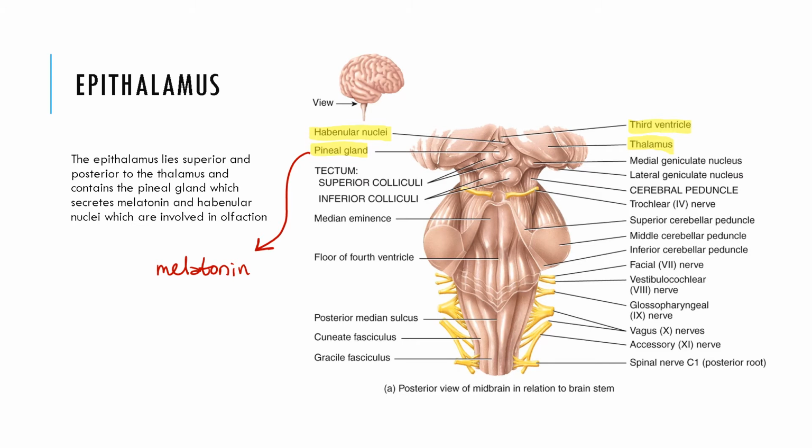Next we have the habenular nuclei. These are involved in olfaction, especially in the emotional responses to odors. So if you remember a certain odor makes you feel a certain way, the habenular nuclei help to connect those emotional responses to certain odors. For example, if you got flowers that smelled a certain way during a happy time in your life, then that emotional response is going to be connected to the smell of those flowers.